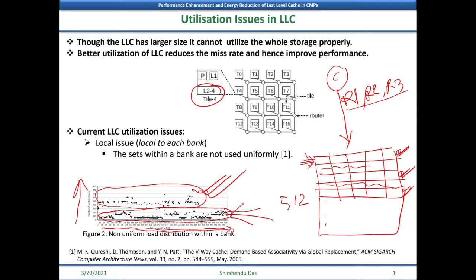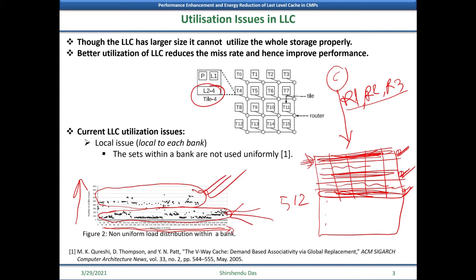If I go again to this small architecture, this set is heavily used, this set is heavily used, and this set is heavily used. But there are two sets which are not being used at all, or are almost idle. So it means that the entire cache space of this bank is not being utilized by this application. That issue is called the local utilization issue.